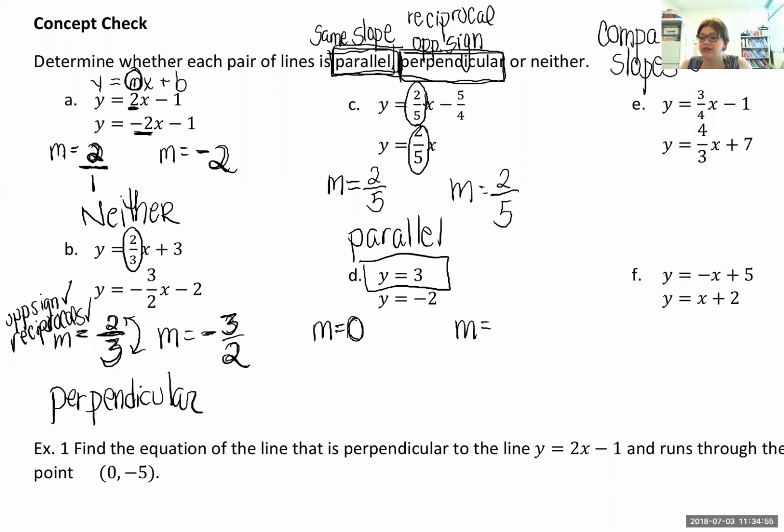Examine the next line. What number is multiplying with X? How many X's are there? Well, there's no X's here either, are there? Watch out, that's a trick question. Those guys might not have the same y-intercept, but we don't care about y-intercept. We care about slope. They both have no X's. They both have a slope of 0. These two lines are parallel.